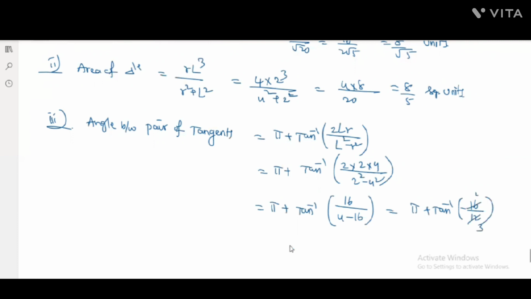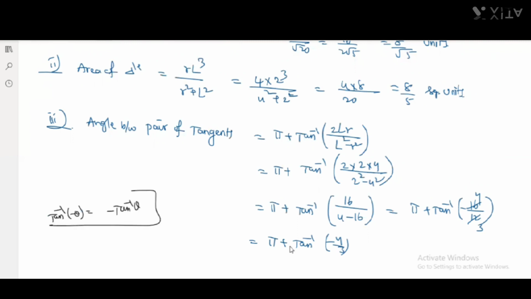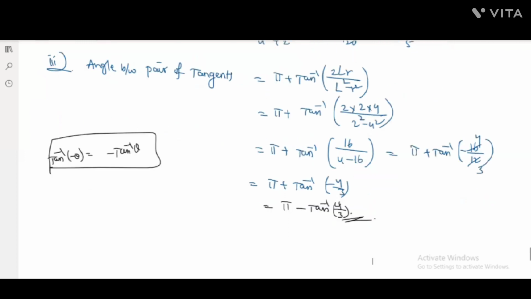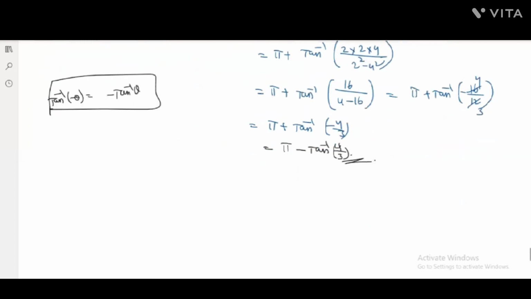So 4 4s are 16, and you'll get here pi plus tan inverse of minus 4 by 3. We know that tan inverse of minus theta is minus tan inverse theta. So according to this, I can write this as pi minus tan inverse 4 by 3. So this is the angle between the pair of tangents. Hope the concept is clear with respect to this problem.